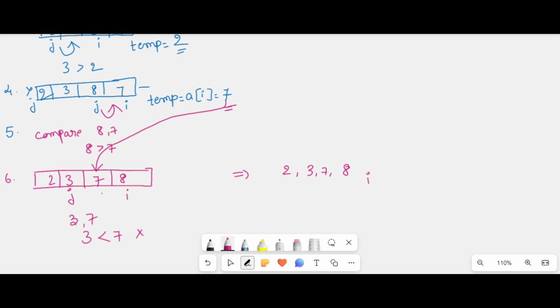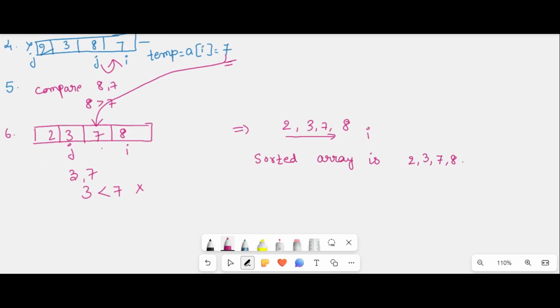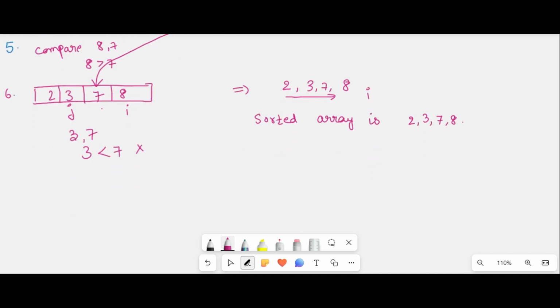Now increment I, actually I is out of the array. That means all the elements are in sorted order. So finally the sorted array is 2, 3, 7, 8. Now, I hope you understand this insertion sort logic.